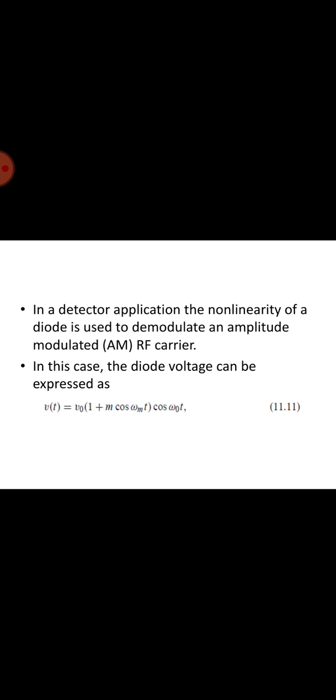In this case, the diode voltage can be expressed as V of t is equal to V0 into 1 plus m cos omega m into t into cos of omega naught t. So similarly, when we write the equation for current, I of t is given by V0 into GD into 1 plus m into cos omega m into t into cos omega naught t plus V0 squared by 2 into GD dash into 1 plus m cos omega m into t the whole squared into cos squared omega naught t.